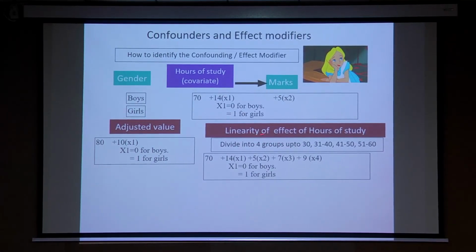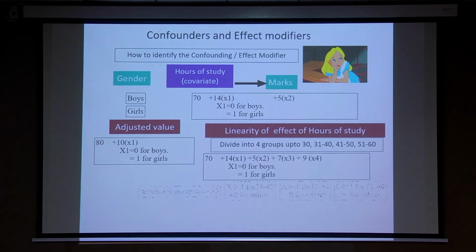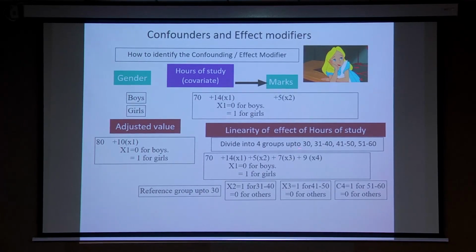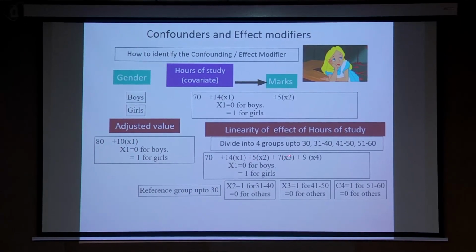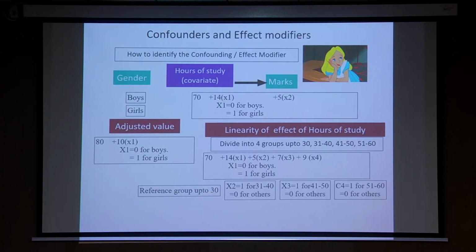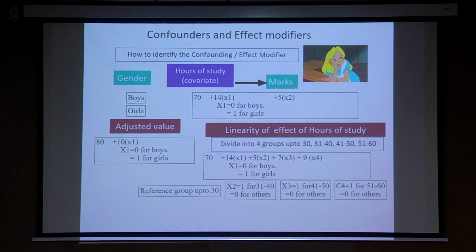So what you do, you have to assess the linearity of the effect of hours of study, whether it is linearly affecting or not. So you have to divide into 4 groups and calculate the slopes for all the groups. See 5, 7, 9. There is an increasing order, and the difference is uniform. It's linear. So you accept the linearity of the covariate, and then only you can go for the adjusted value and find the difference.